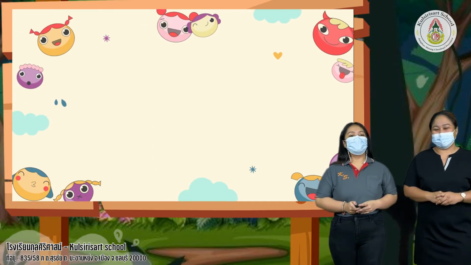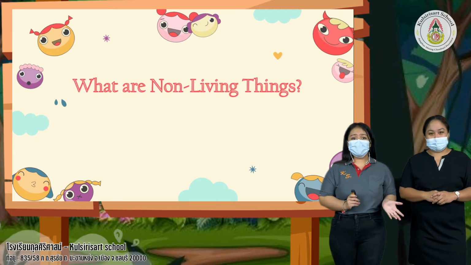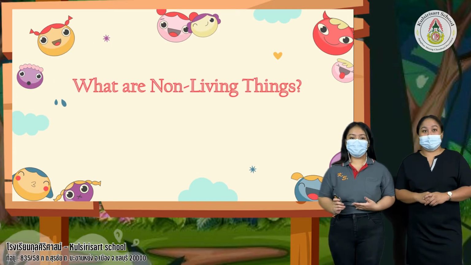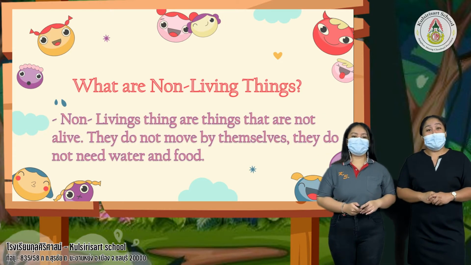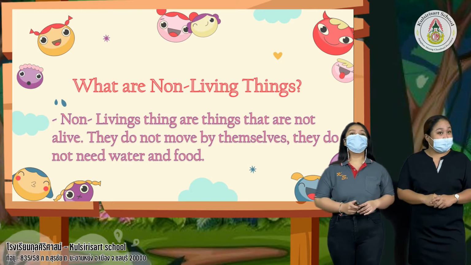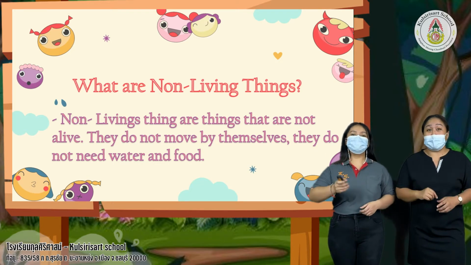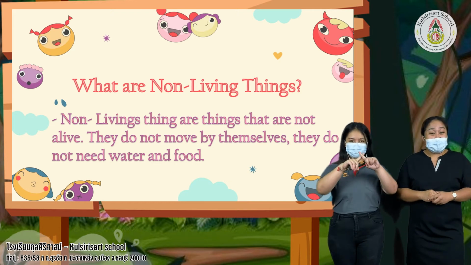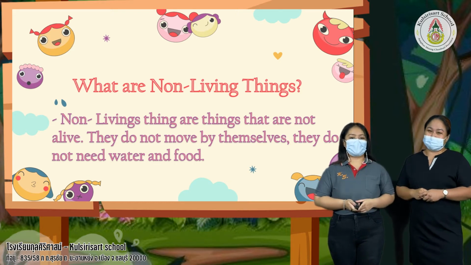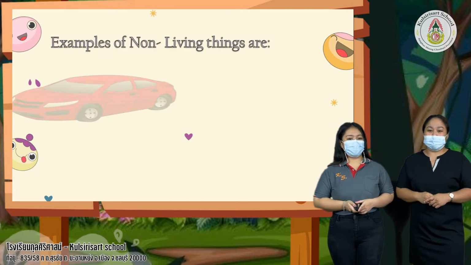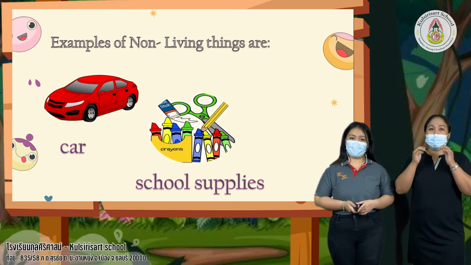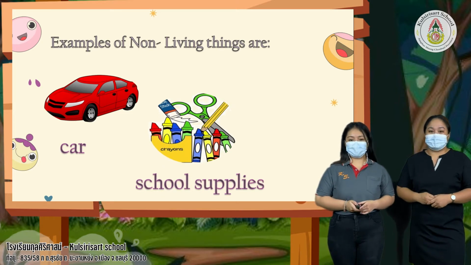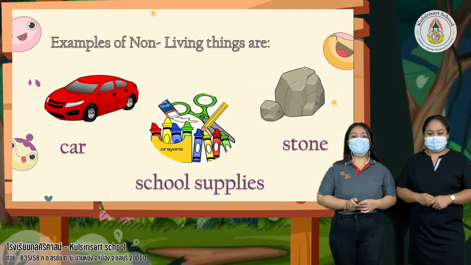Okay. Now, if there are living things, there are also non-living things. What are non-living things? Non-living things are things that are not alive. They do not move by themselves. They do not need water and food. Just like, for example, we have here car. We also have here school supplies, just like crayons, pencils, scissors, and many more. And we have here stone.